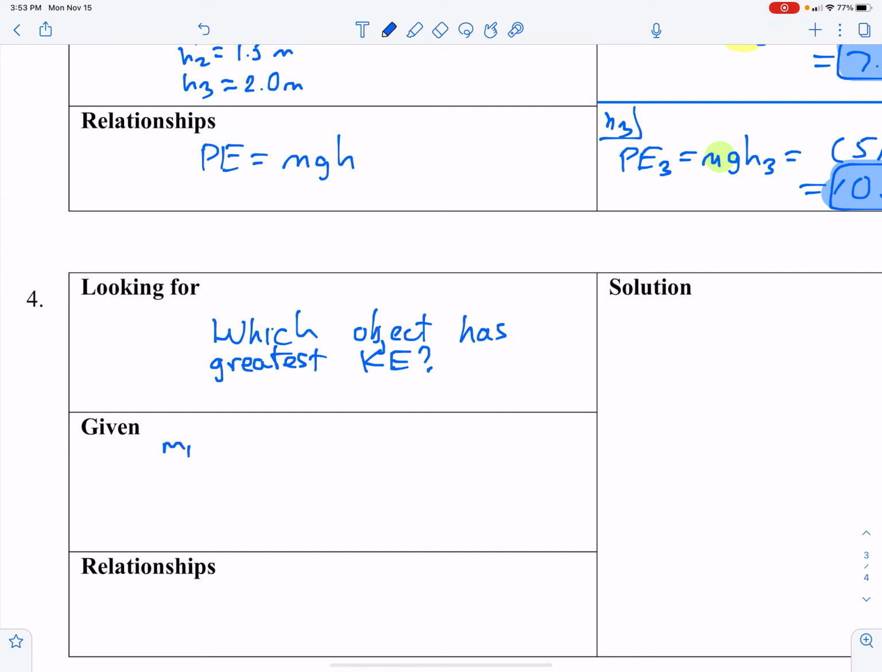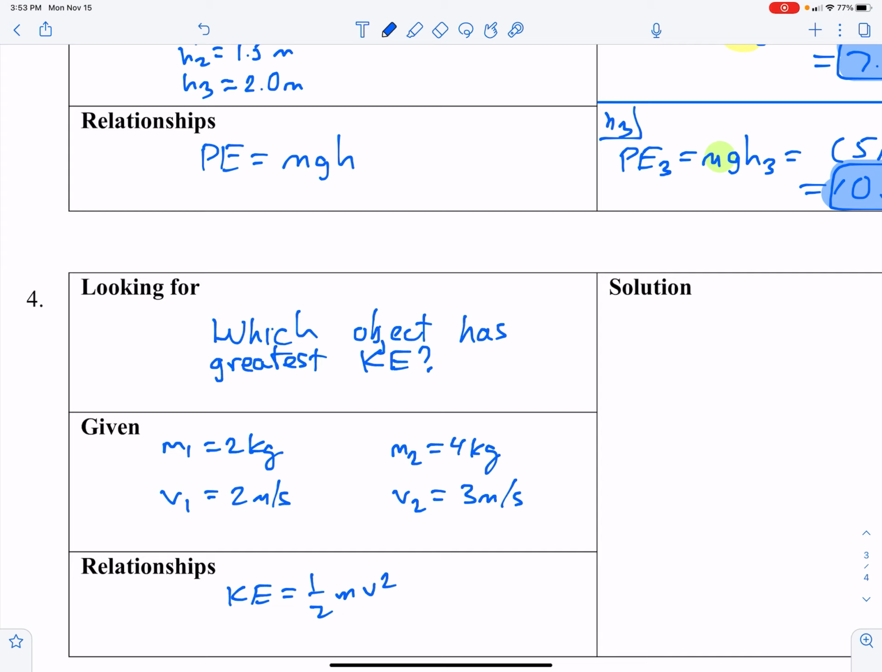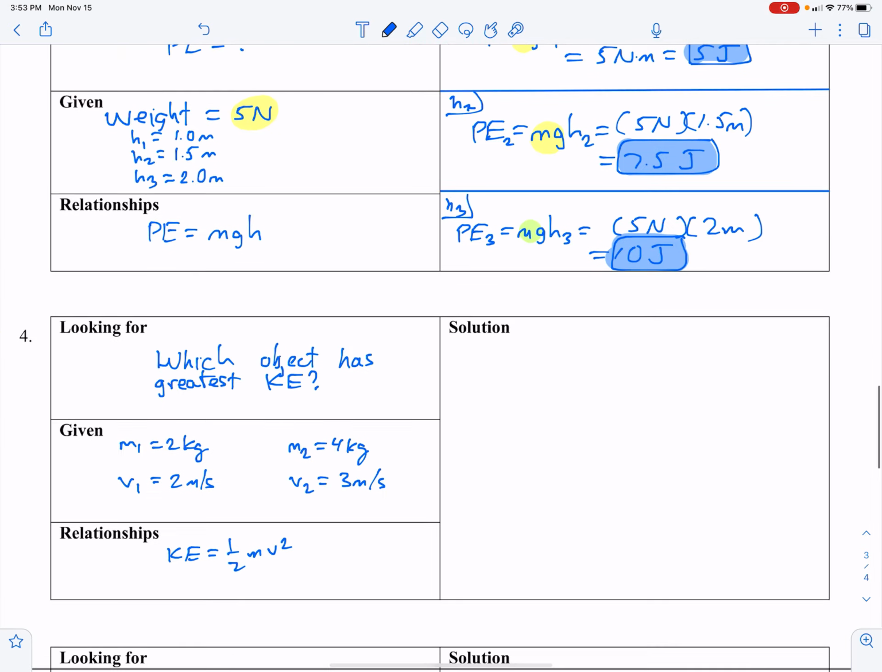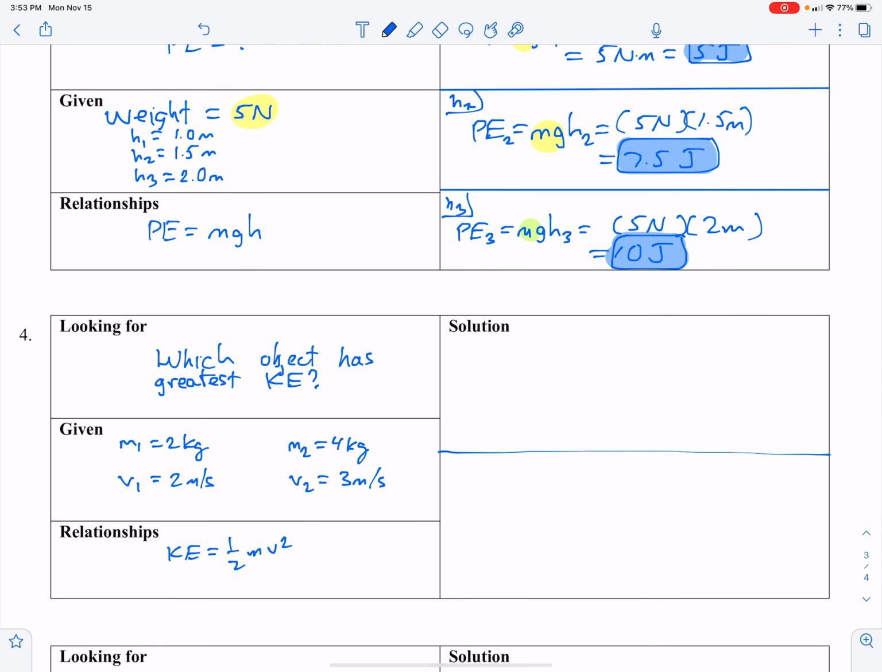Okay, we saw mass 1 was 2 kilograms. Velocity 1 was 2 meters per second. We saw that mass 2 was 4 kilograms, and that velocity 2 was 3 meters per second. The kinetic energy equation is 1/2 mv squared. We're going to split the box in two so that we can make the calculation for each object. So object number 1, object number 2.